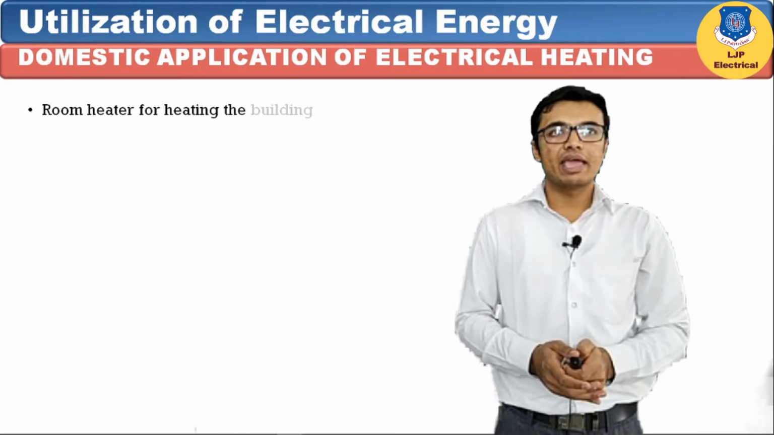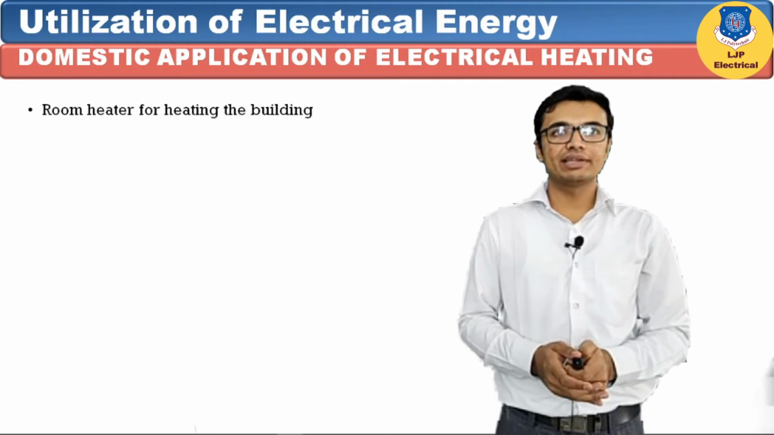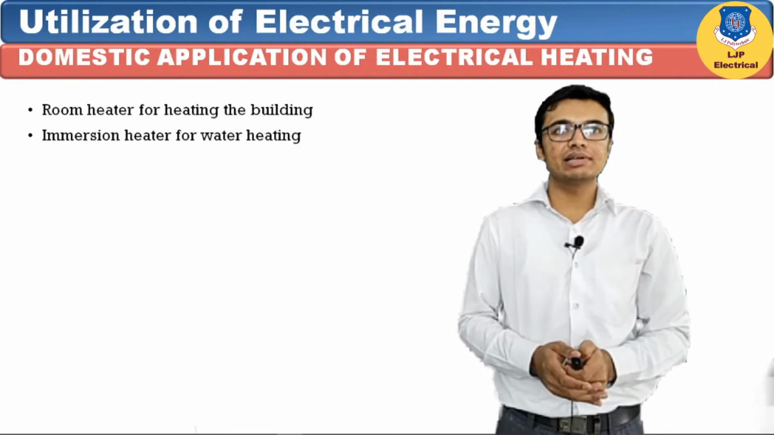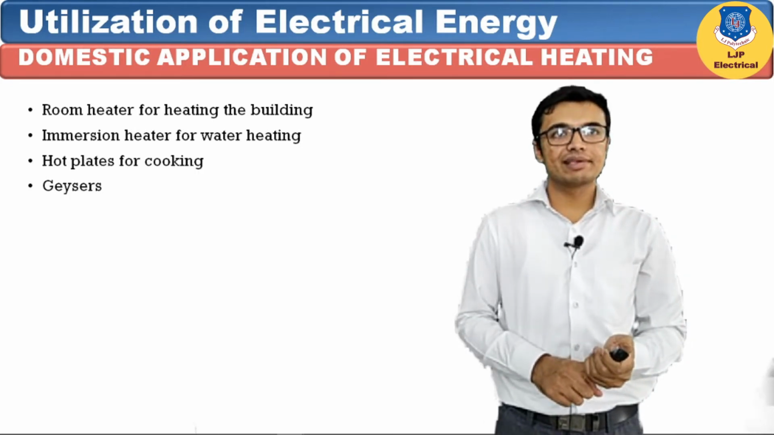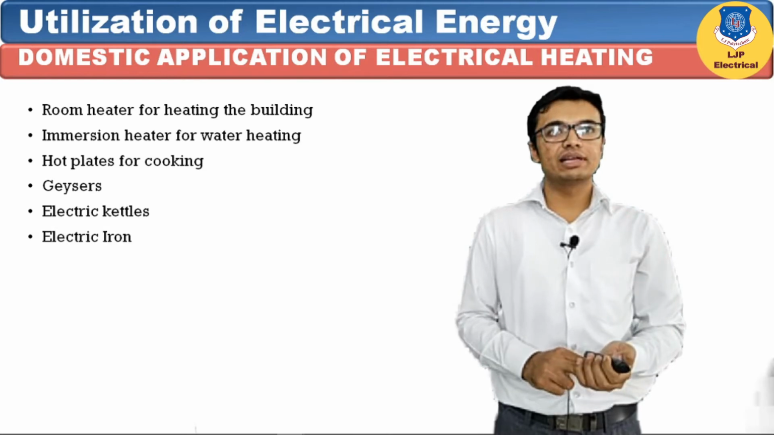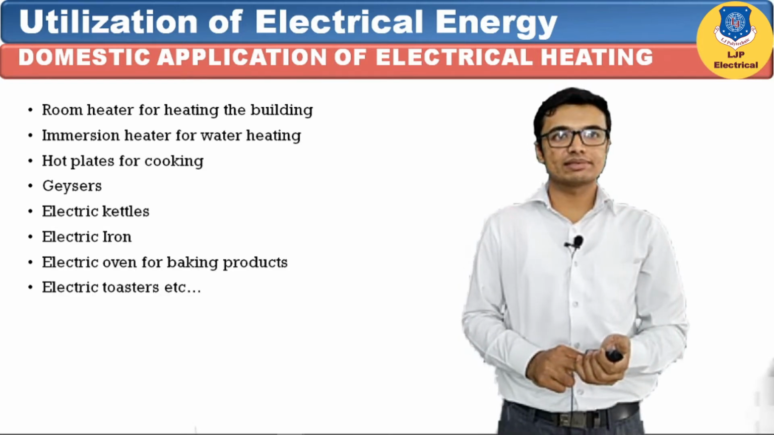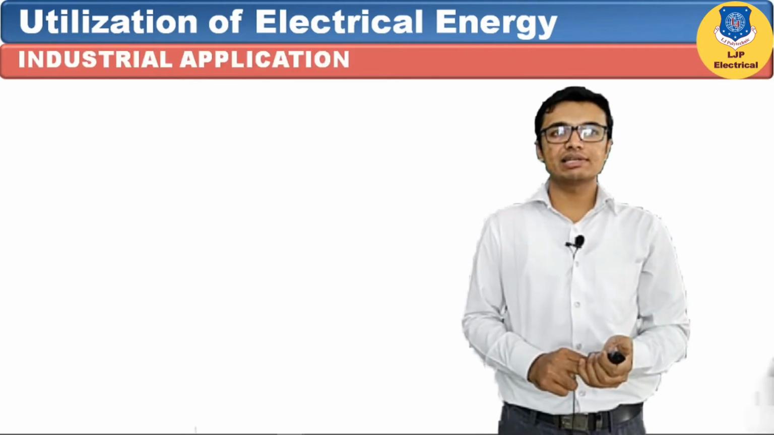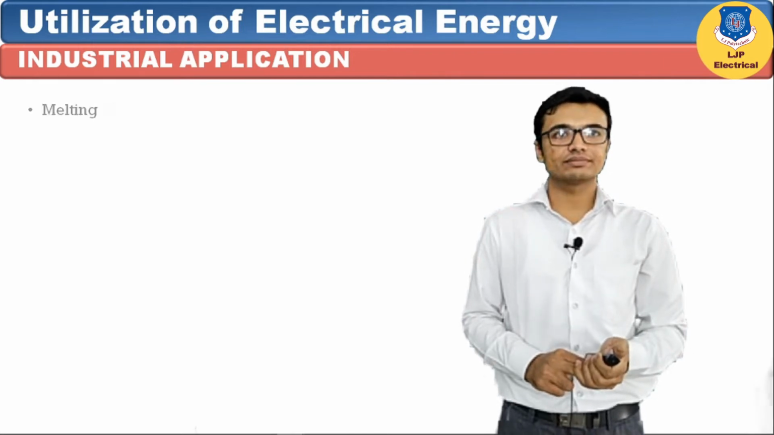Let's see various domestic applications of electrical heating. It is used in room heaters for heating the building. It is also used as an immersion heater for water heating, hot plates for cooking, geysers, electrical kettles, electrical iron, and electrical toaster, etc.